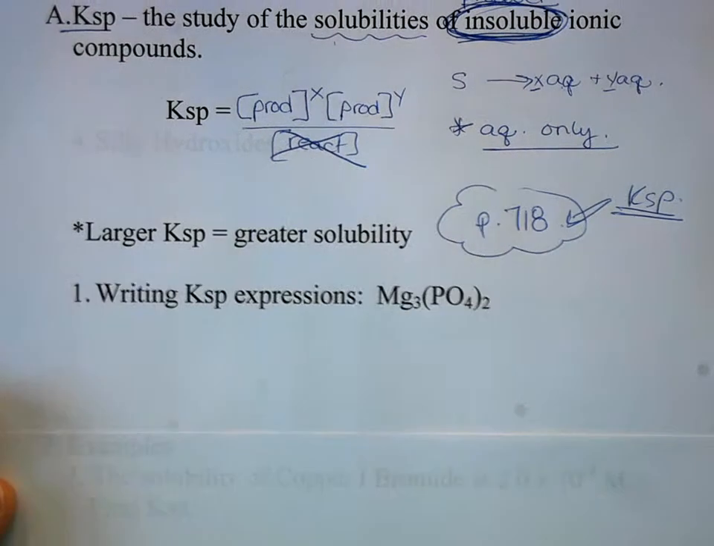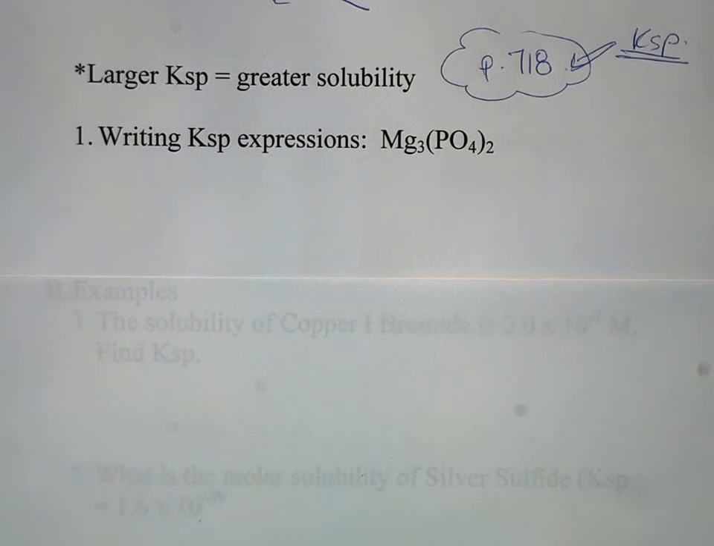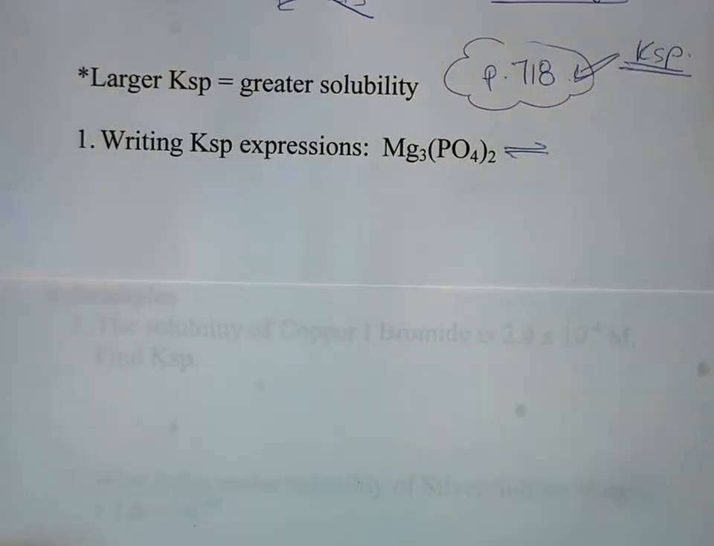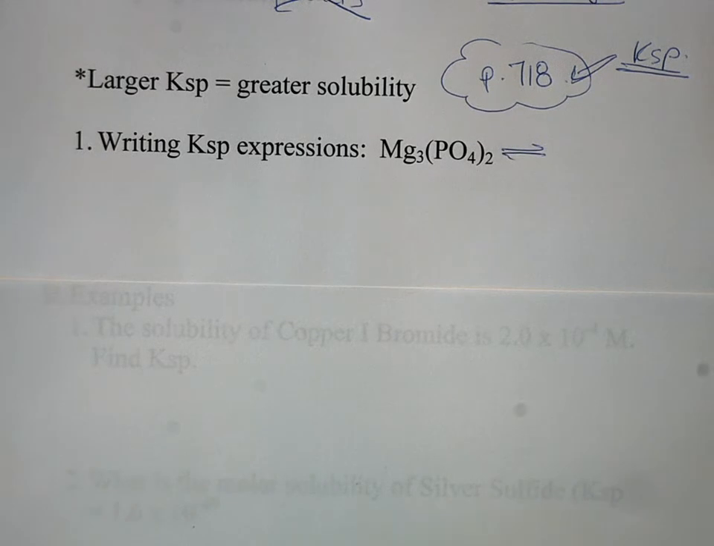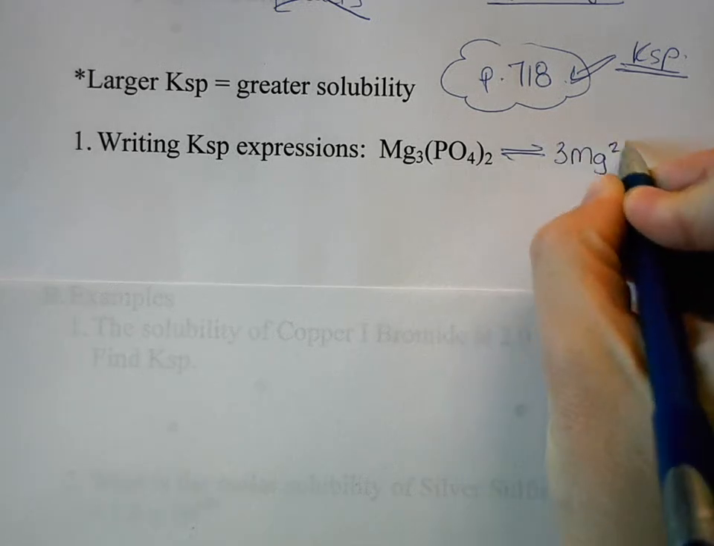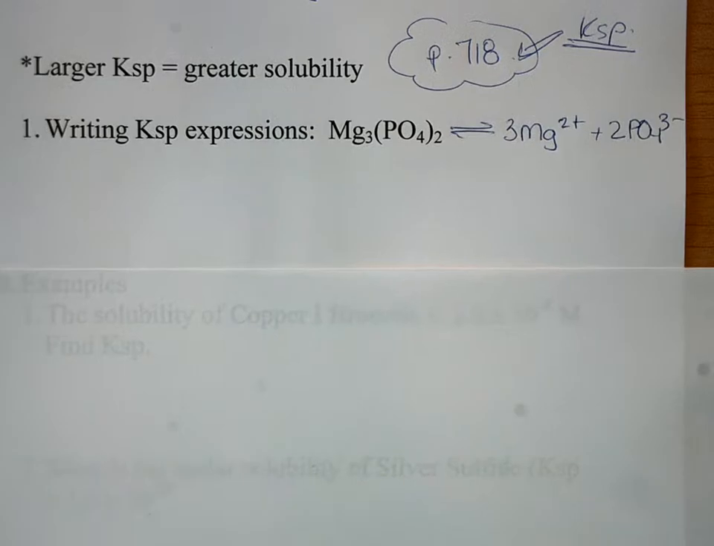All right, so let's just write a Ksp expression. So for this one, magnesium phosphate, if I think about the dissociation of this, and this is actually an equilibrium thing because some of it will dissociate and then the ions will kind of eventually refind each other and turn back into magnesium phosphate, and then that cycle will continue. So when this dissociates, I end up with 3 magnesium ions, 2 phosphate ions.